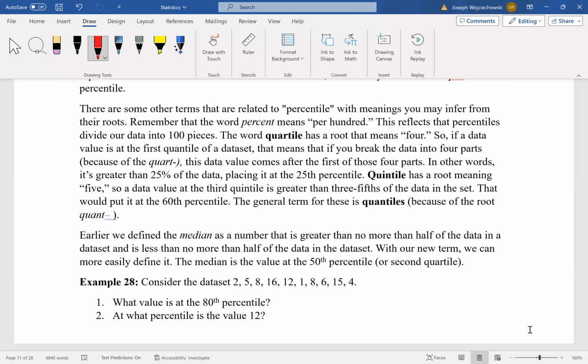Quintile has a root meaning 5, so a data value at the third quintile is greater than 3/5 of the data in the set. That'd be at the 60th percentile.